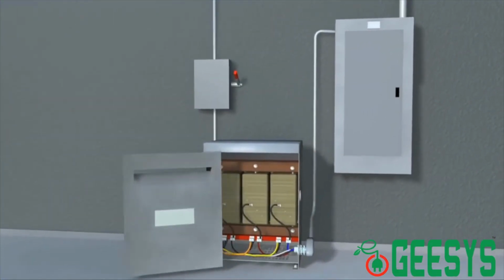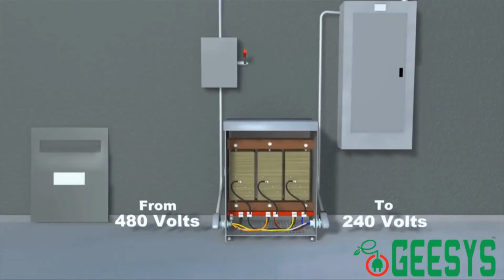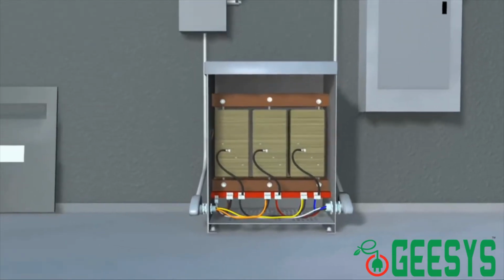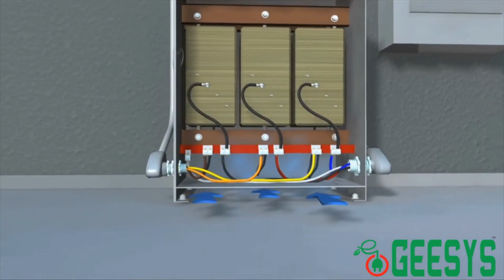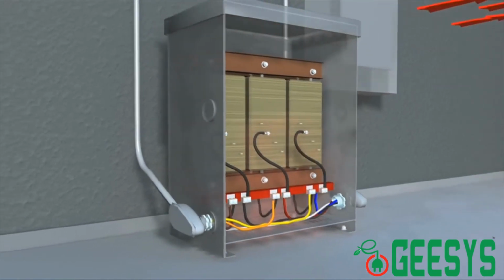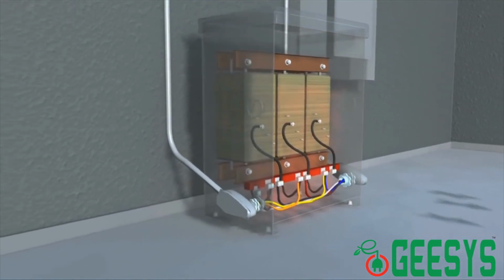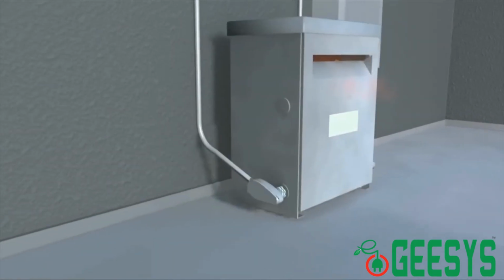The dry transformer has the same function as an oil transformer. It steps down voltage. The difference is that the dry transformer uses air for cooling instead of oil. As the transformer heats the air inside, cool air is pulled in at the bottom. Heat rises through a natural convection process and exits from the top. Dry transformers generally are used to step down 600 volts or less.